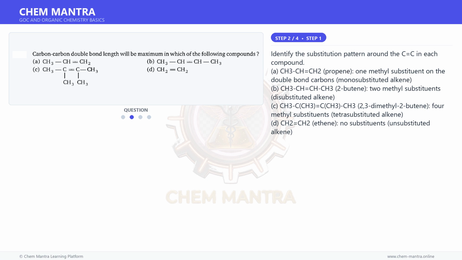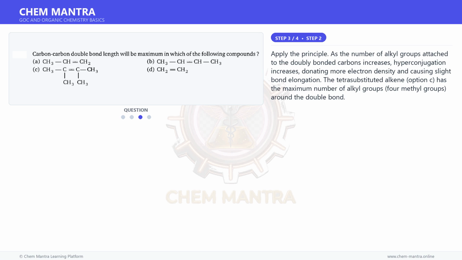C. (CH3)2C=C(CH3)2, 2,3-dimethyl-2-butene, 4 methyl substituents, tetrasubstituted alkene. D. CH2=CH2, ethene, no substituents, unsubstituted alkene. Moving on to the next step.